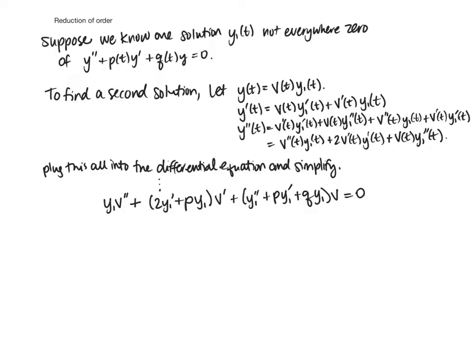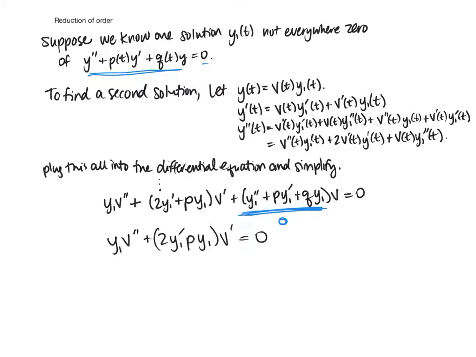Now, one thing I want you to notice after we simplify this all down is that this thing here looks like this differential equation we started with, except with y1 plugged in. Well, what did I say that it meant for y1 to be a solution? It means that if I plug y1 into this differential equation, we get 0. So in other words, this whole thing, the coefficient of v, is equal to 0. So really what we end up with is y1 v double prime plus 2y1 prime plus p y1 times v prime equals 0.